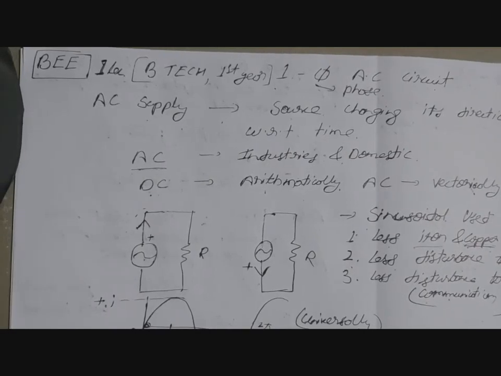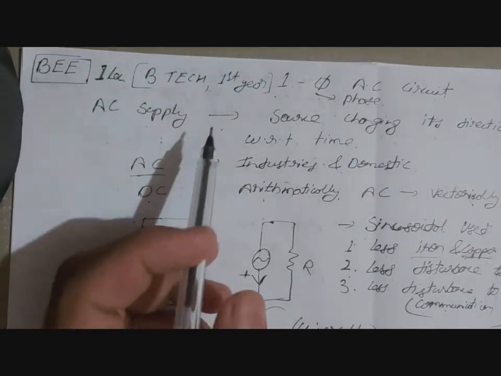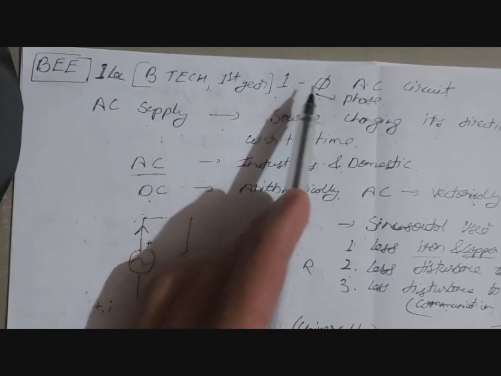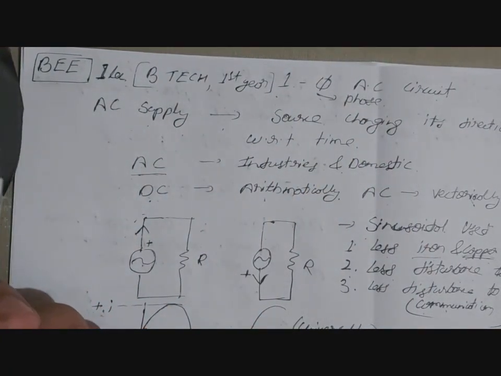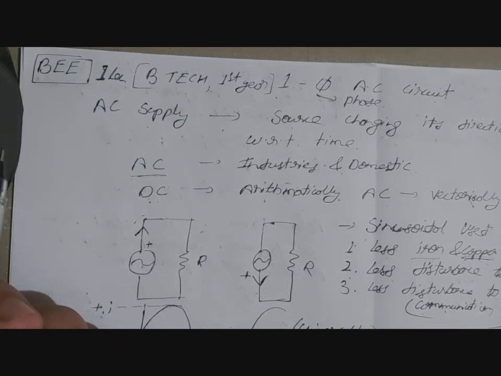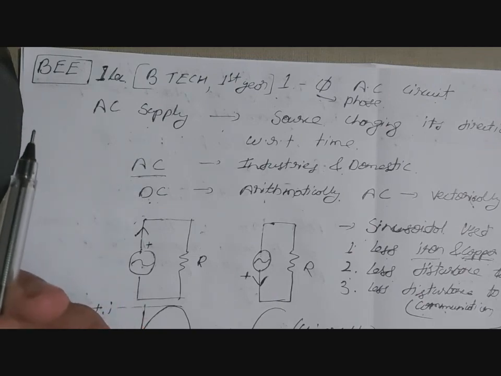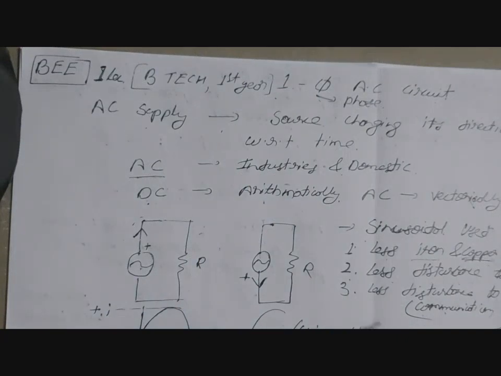In this lecture, we are discussing the BEE subject of BTech first year. In this lecture, we are mainly discussing single phase AC circuits. AC circuits are vastly used in industries and also for domestic purposes. AC supplies are sources which change their direction with respect to time.